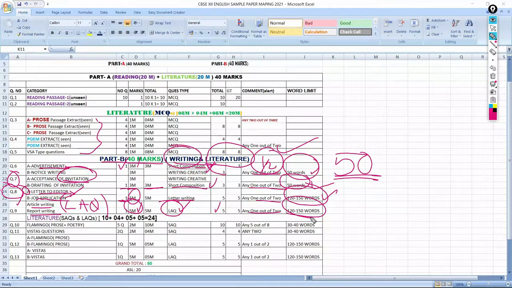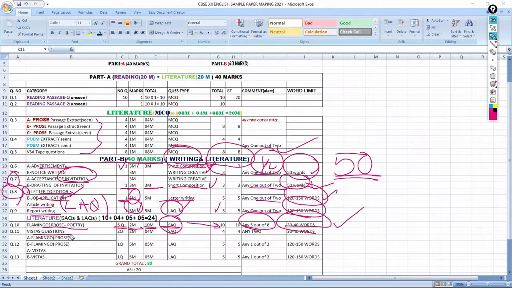Now, my dear children, let us see question numbers 10, 11, 12 and 13. Question number 10 will be from Flamingo Prose plus poetry. There will be 5 questions. Total marks in each will be 2, therefore the grand total will be 10. The type of the question will be short answer type question, SAQ. 5 questions will have to be done out of the 8 questions. The word limit will be 30 to 40. I suppose you got it.